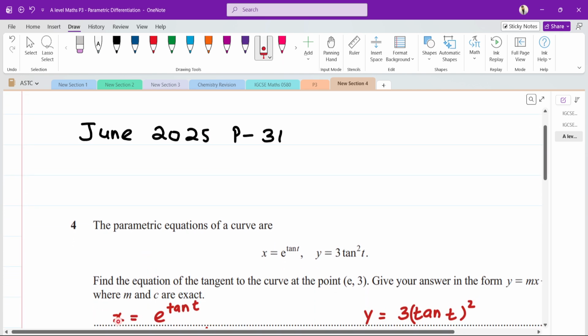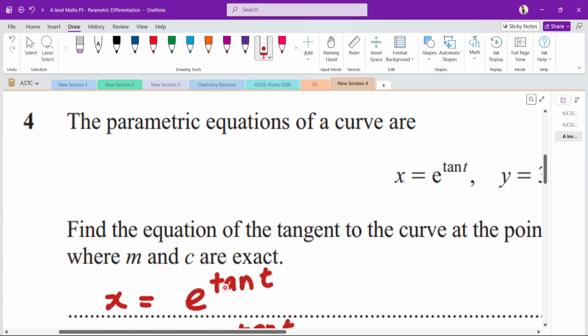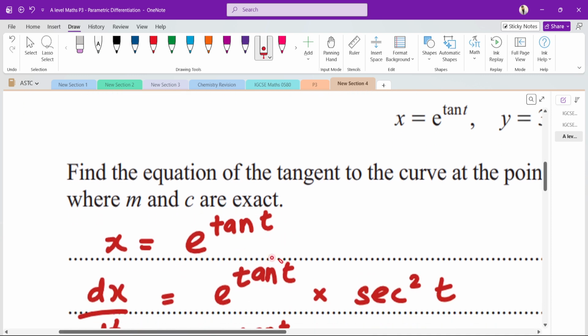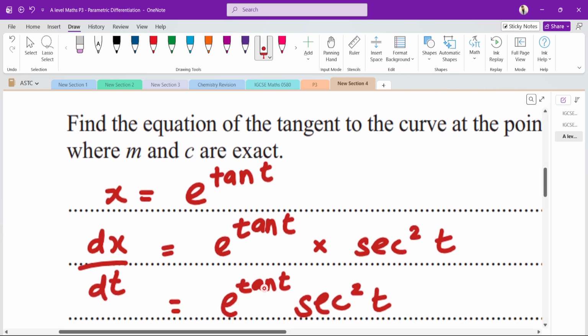First of all, I'm going to write down x is equal to e to the power tan t, and then I'm going to find dx/dt. When we want to differentiate an exponential function, its derivative is going to be in this form. First of all, you write down what is over here, just as it is. Then we multiply this by the derivative of what's inside the function. So this is the application of the chain rule. What's inside the function is tan t, and the derivative of tan t is sec squared t. Therefore dx/dt will be equal to e to the power tan t times sec squared t.